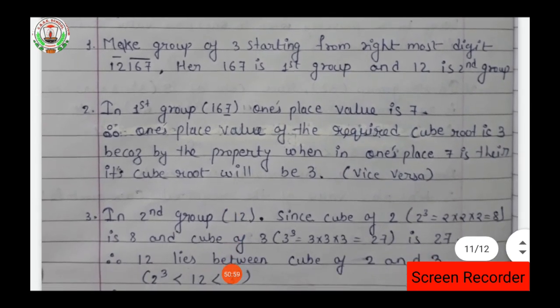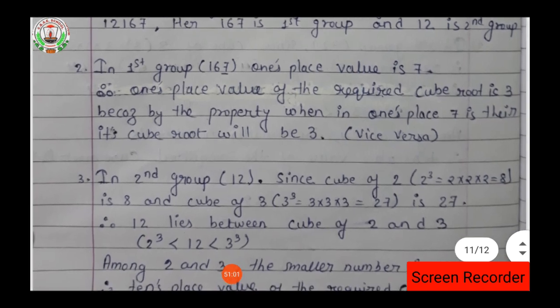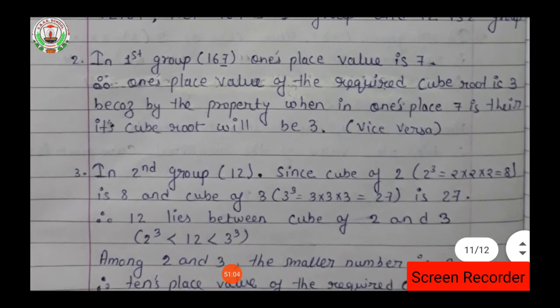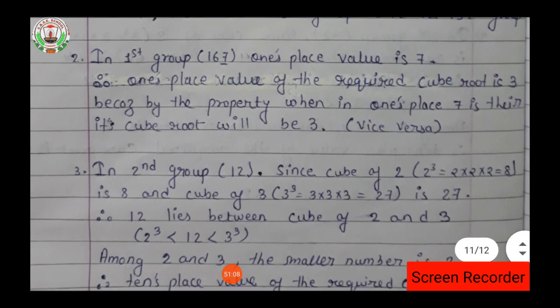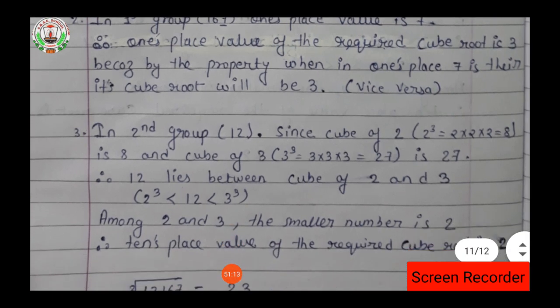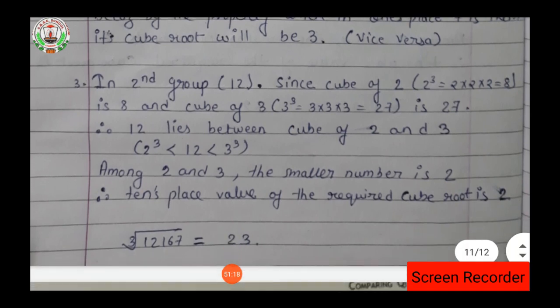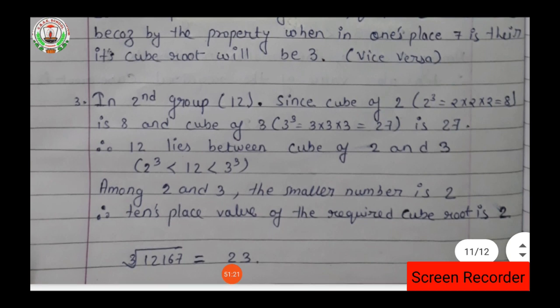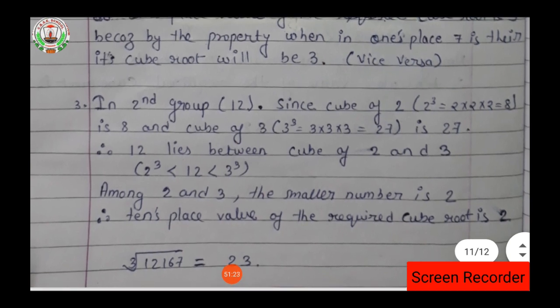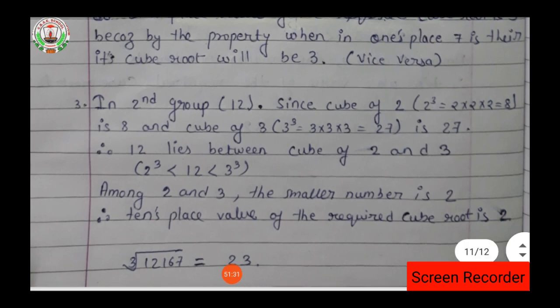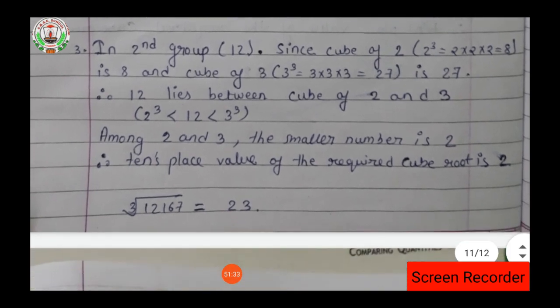So among the second group 12 lies between which two numbers? It will be lies between 2 cube and 3 cube. So 2 cube is 8 and 3 cube is 27. So it will be lies between 2 and 3. So among 2 and 3, which is the smaller number? Smaller number is 2. Hence 2 comes in the tens place value. So what will be the number? We are having 23. So 23 is the cube root of 12,167. Okay, if you want, you can multiply 23 into 23 into 23 and can see the numbers.